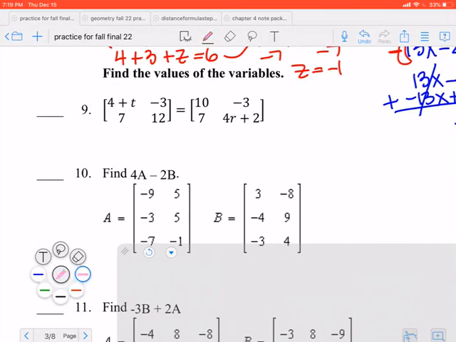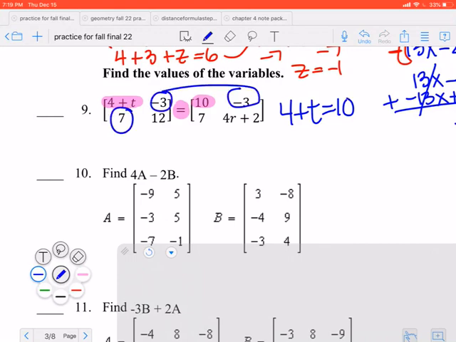Okay, we've got a 2 by 2 matrix equals another 2 by 2 matrix. So if they're equal, which it says they are, then corresponding positions are going to equal. So I highlighted the one that had a variable. Our t was there. So 4 plus t is equal to 10. See, corresponding positions equal each other. And so then I can solve that for t. Subtract 4 both sides. T is equal to 6.